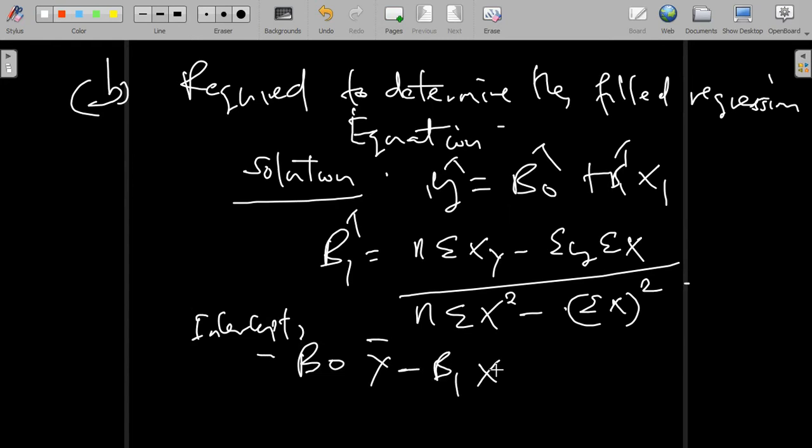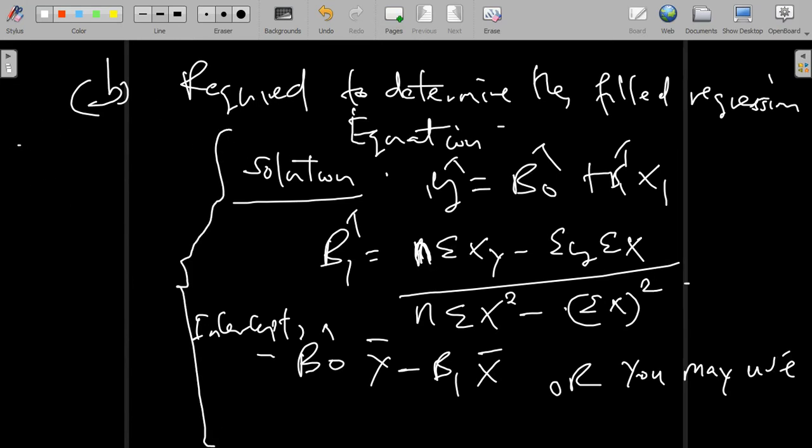Now let's consider how to find the beta naught. In order to obtain beta naught, we take beta naught which is equal to the sample mean of y minus beta 1 times the sample mean of x. So we take the sample mean of y minus beta 1 times the sample mean of x as observed. So this is the formula for calculating beta 1 and beta naught.